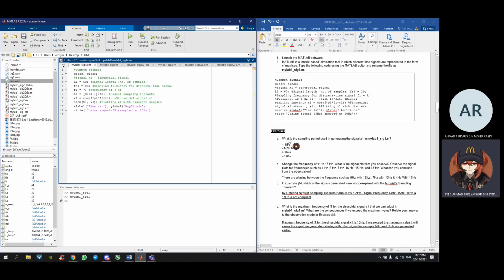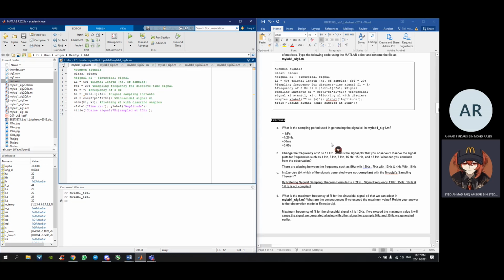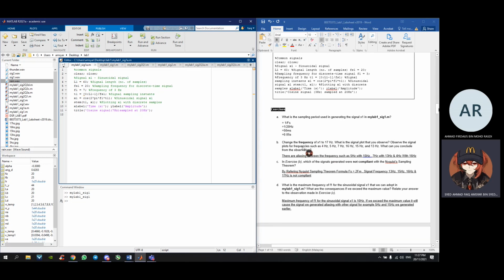Then the question: what is the sampling rate used in generating the signal? We use 1 over fs, which is 1 over 20 hertz, and then we get 50 ms, and then we convert it to seconds, we got 0.05 second. Question B, change the frequency to 70 hertz. What is the signal produced?